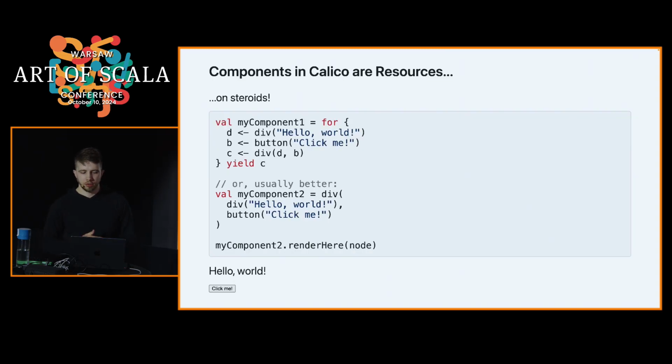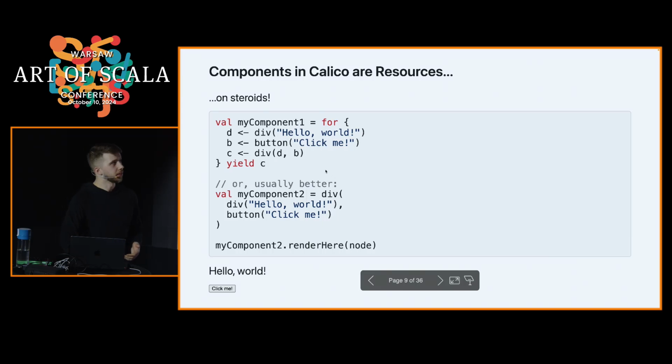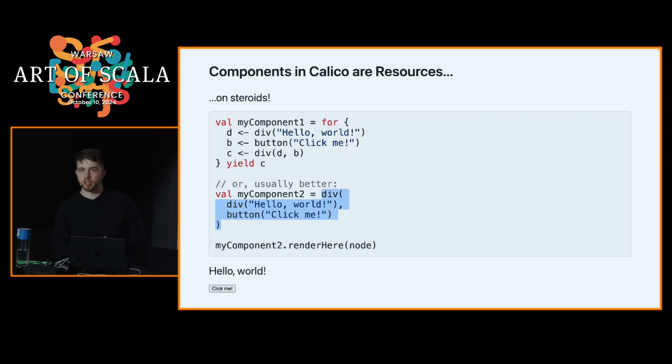And the components in Calico are also resources. I've mentioned this like 7 times by now. But they're resources on steroids, you could say, which I've always found a funny expression. So we can flat map on the resources and build bigger resources out of smaller ones, like we can use a div and a button in another div. But in Calico, we also have special syntax for something similar, which is to just pass other resources to the constructor of a div or whatever element.